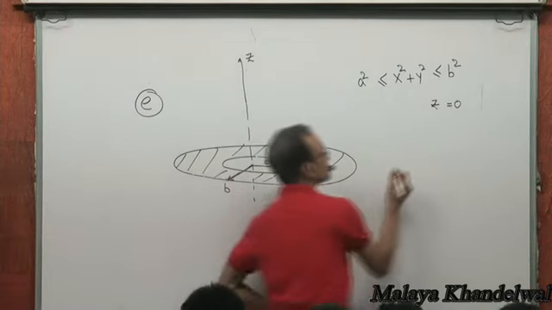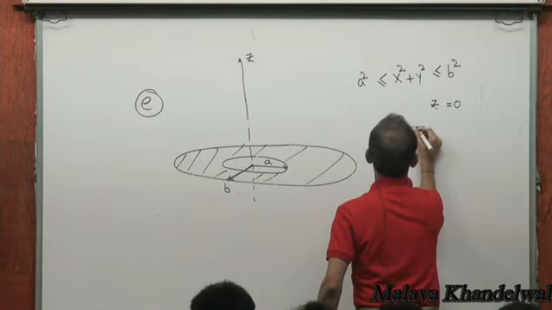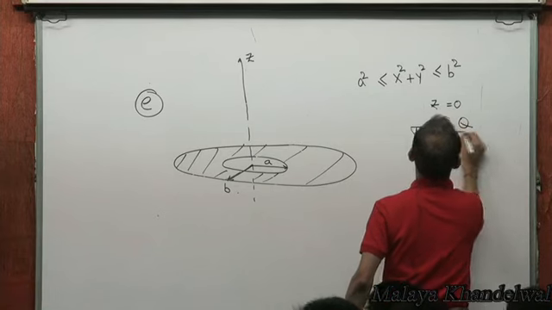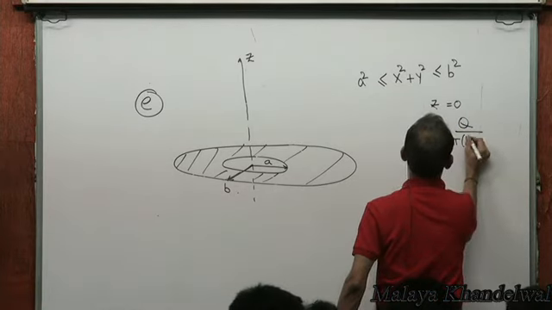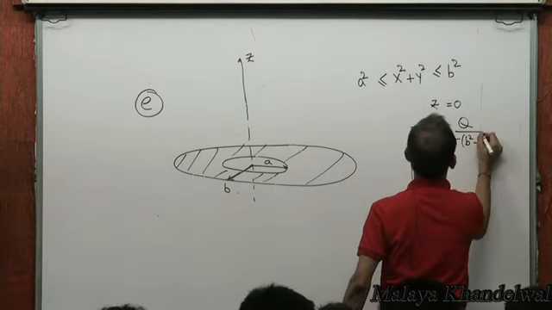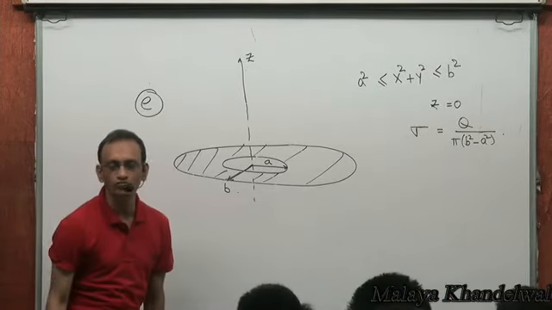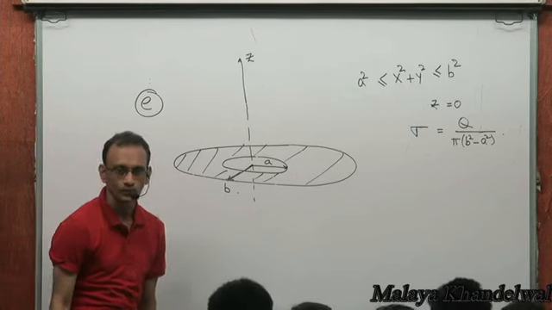That means in this region, the charge per unit area is uniform. Charge per unit area is given by Q by pi (B squared minus A squared). Right? That's the charge per unit area uniformly distributed in this region. Yes or no? Right?